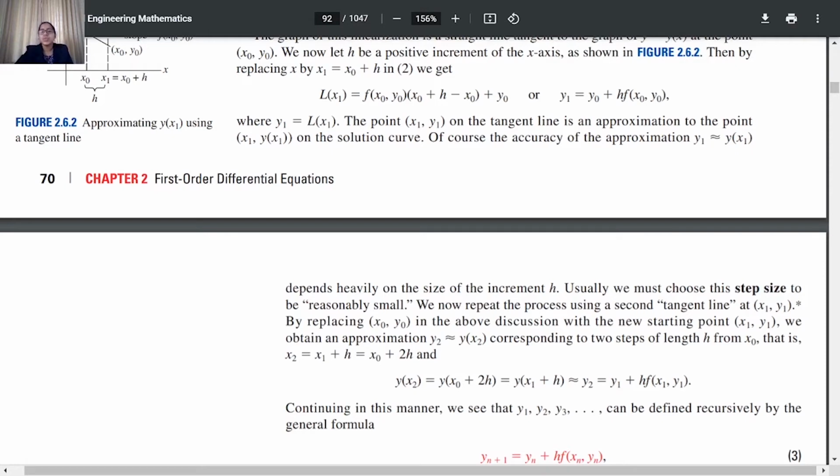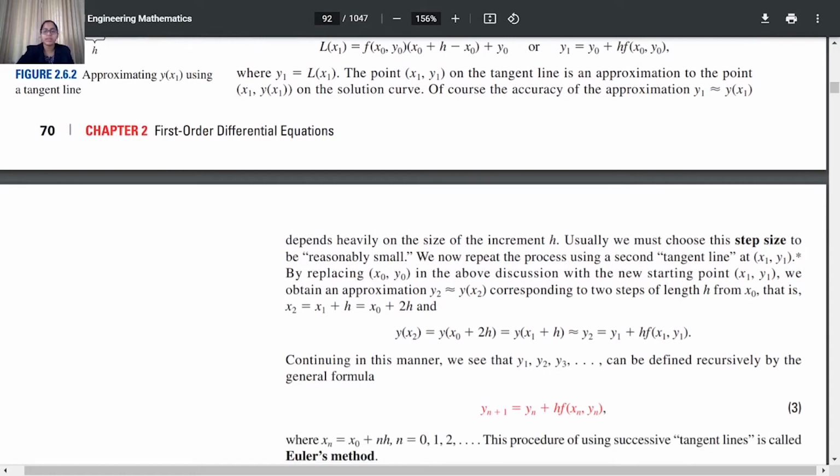And so on. Proceeding like this, in the end the general formula will be y of n plus 1 is equal to yn plus h into f of xn yn.